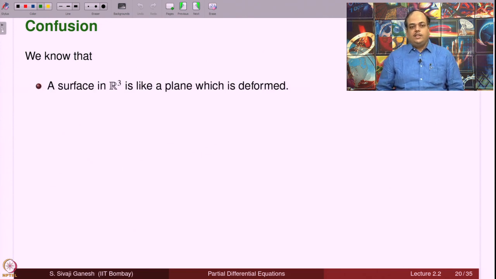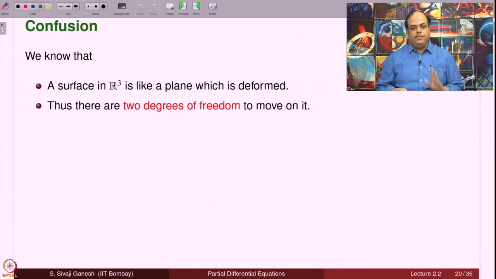Now, a surface in R3, how does it look? It looks like a plane but slightly deformed, right? That is a feeling. Therefore, it looks like there are 2 degrees of freedom to move on a surface. If you are on a surface like this, you can move like this, right? 2 degrees of freedom. It is not like one single straight line, like a road on which you can't overtake.